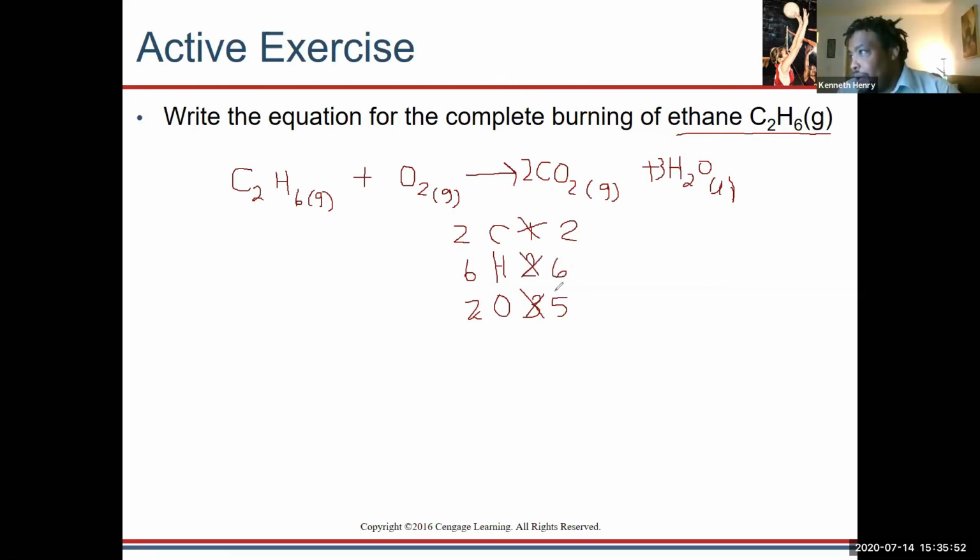So that gives me how many oxygens? It's 2 times 2 is 4, 4 plus 3 is 7. Is it balanced? No. And it's an odd number. So what do we need to do?